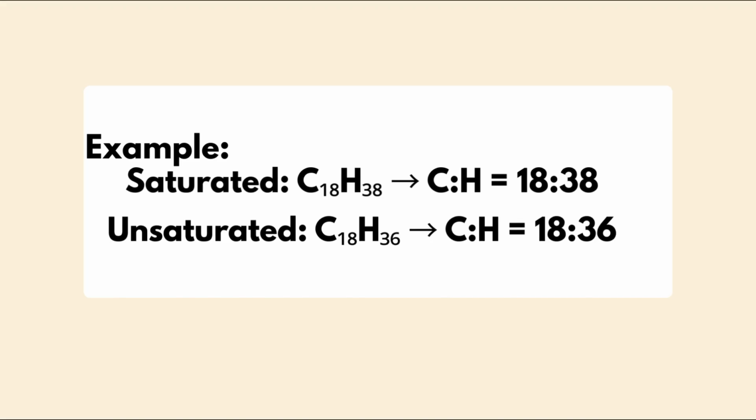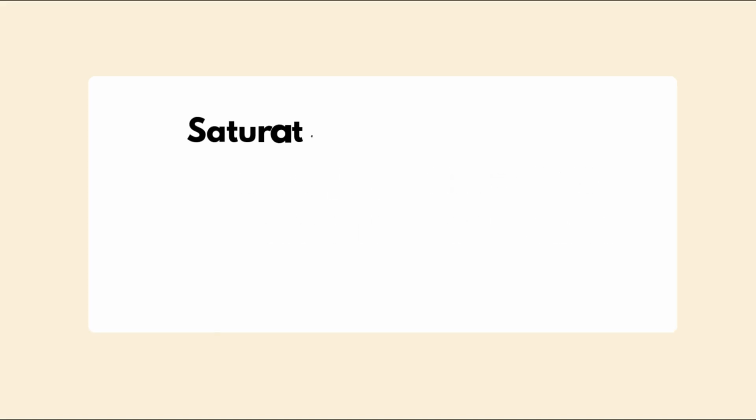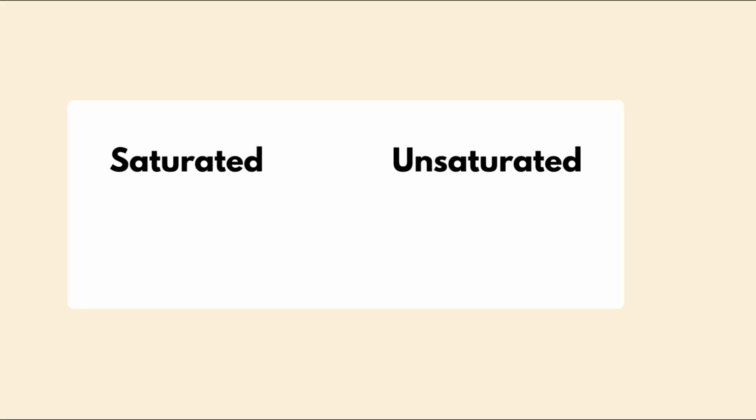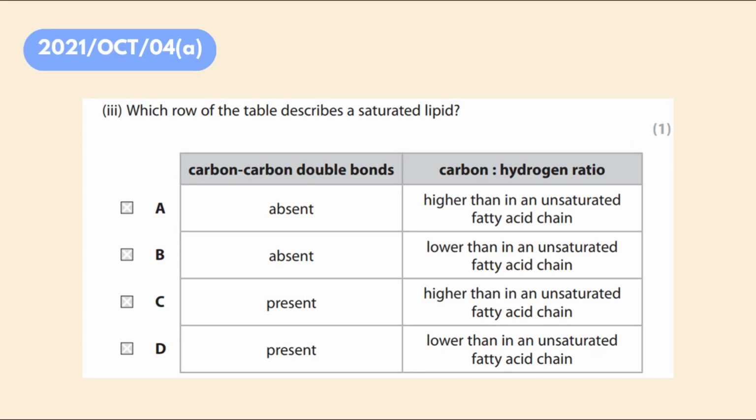So the ratio should be 18 is to 36. Now, if you calculate the ratios numerically, I want to prove that mathematically. So, for saturated, it should be approximately 0.47, and for unsaturated, it's 0.5. So, the carbon to hydrogen ratio is higher in unsaturated fatty acids than in saturated fatty acids. So the final answer is answer B.